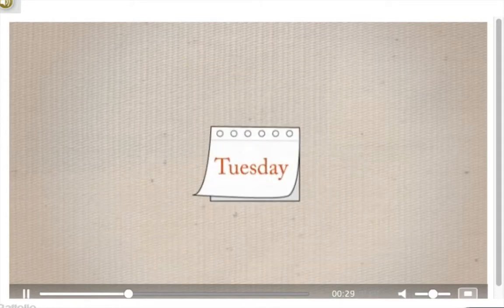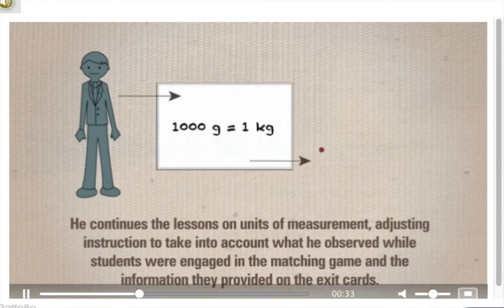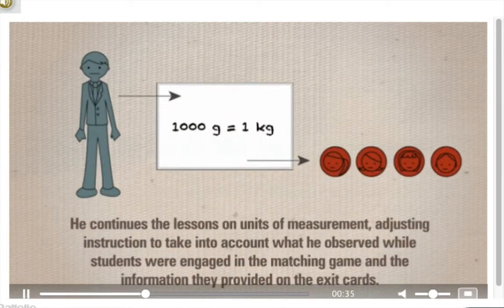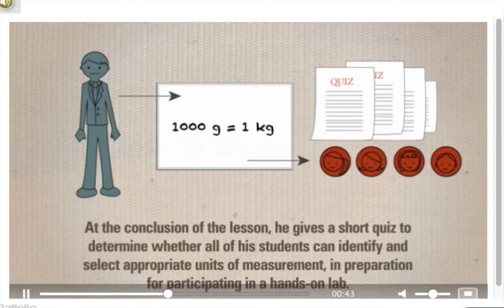On Tuesday, he continues the lessons on units of measurement, adjusting instruction to take into account what he observed while students were engaged in the matching game and the information they provided on the exit cards. At the conclusion of the lesson, he gives a short quiz to determine whether all of his students can identify and select appropriate units of measurement in preparation for participating in a hands-on lab.